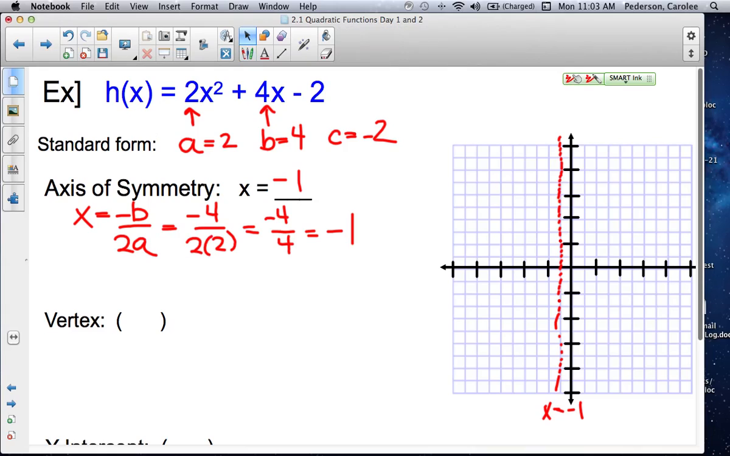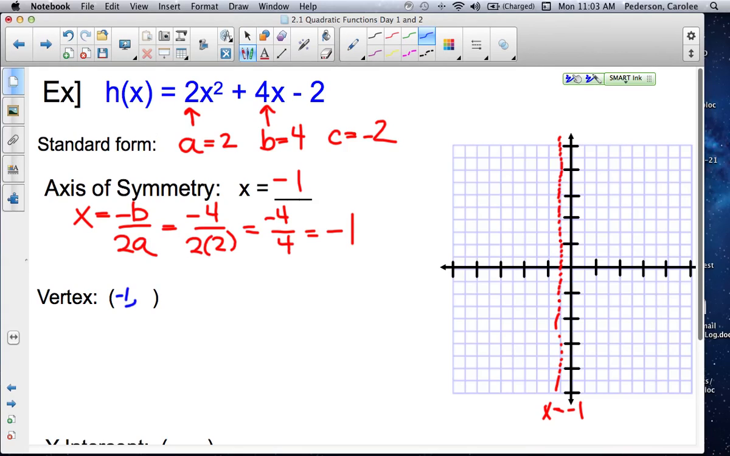Now to find the vertex, it is going to run through that axis of symmetry. So my x value for my vertex is also negative 1. But I have to find out what's the y value. So I'm going to substitute negative 1 into the function. I'm going to just drop the h of x notation and just replace it with the letter y. So now the rest is 2x squared plus 4x minus 2. Now let's evaluate this function when x equals negative 1. So replace each x value with negative 1.